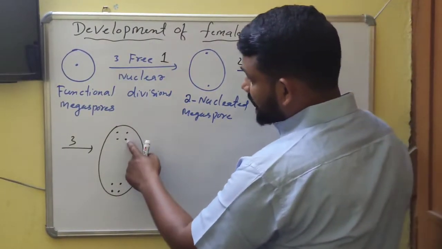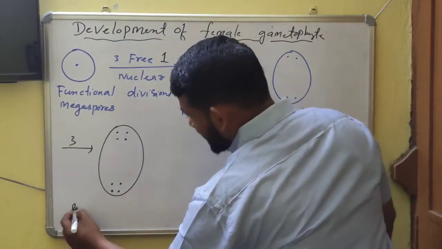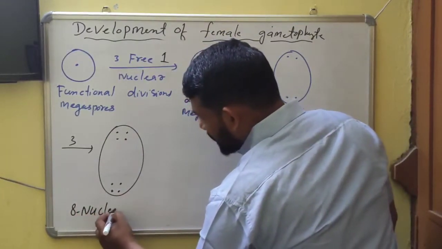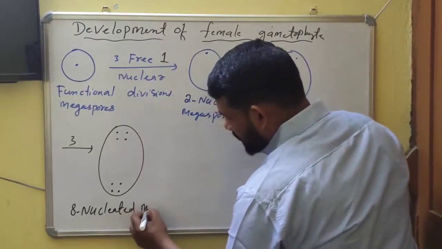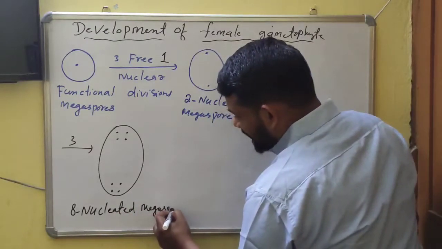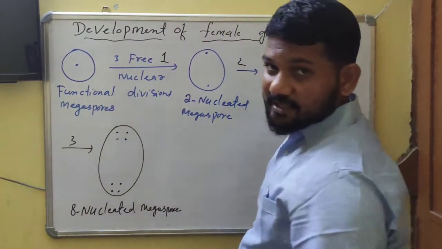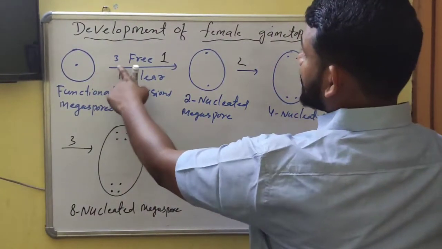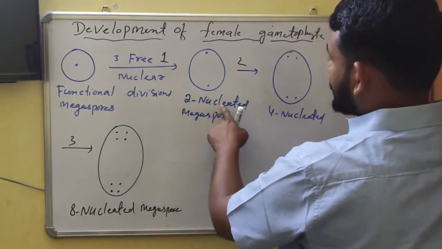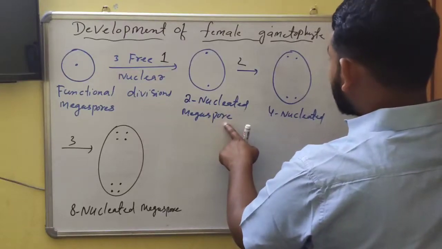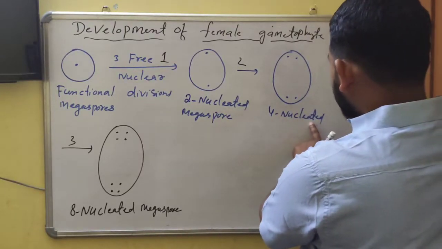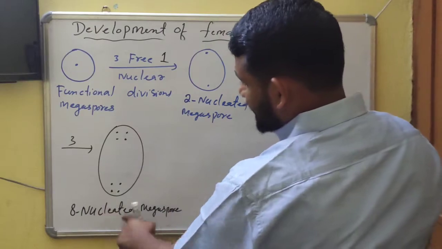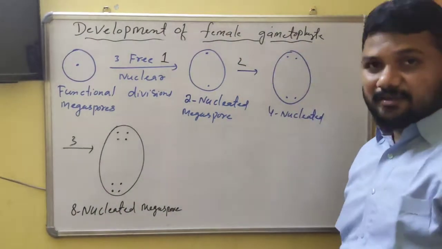And this megaspore has 8 nuclei. So this megaspore is called an 8-nucleated megaspore. This is the functional megaspore. The functional megaspore undergoes 3 free nuclear divisions. By the first division, it produces a 2-nucleated megaspore. By the second division, it produces a 4-nucleated megaspore. By the third division, it produces an 8-nucleated megaspore.